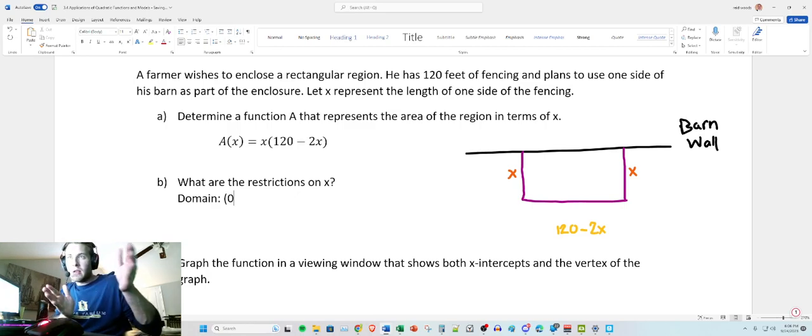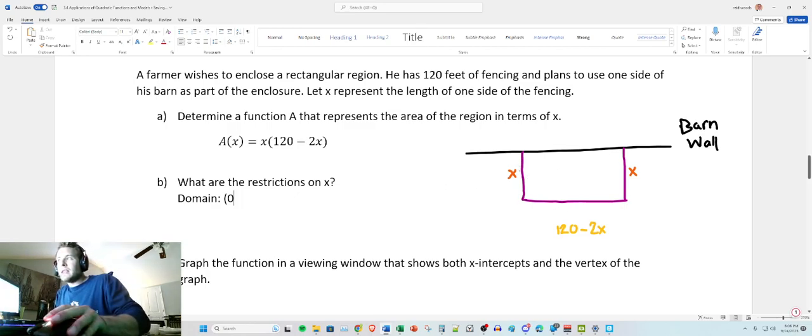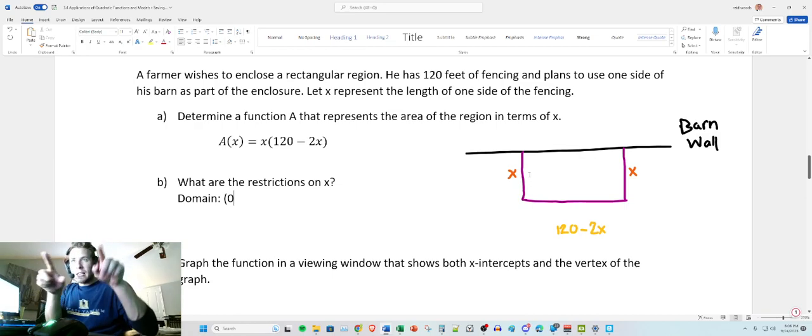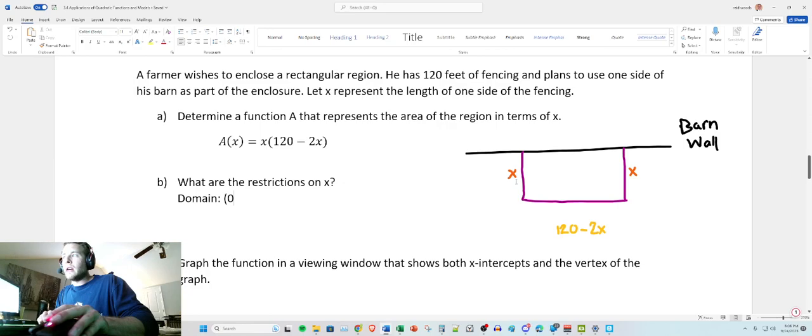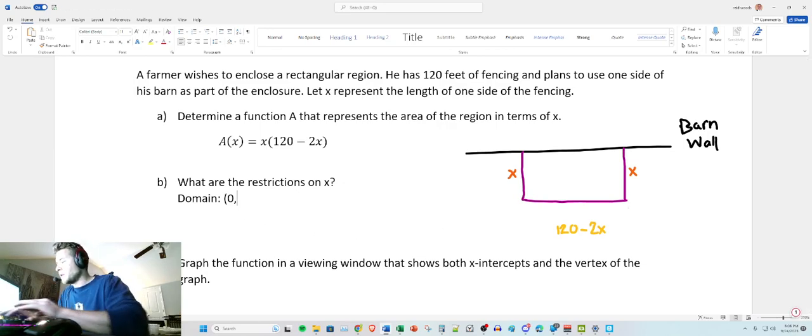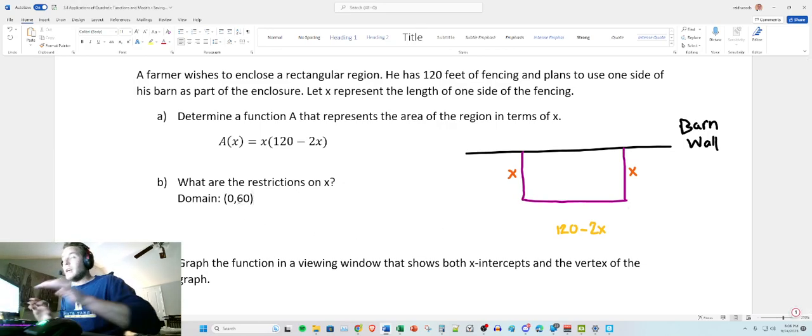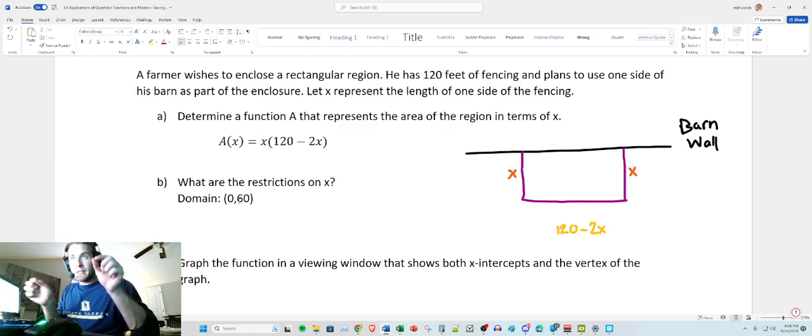Any value greater than 0. But if I increase those x's, they sort of get dragged down if they keep extending. When do we run out of fence to where we don't have a rectangle anymore? Well, we run out when we use all 120 feet of fencing. That means this one would have to be 60 and this one would have to be 60. So up to 60. As long as we keep our fence length on those sides to 60 or less, between 0 and 60, but not including those, we should be good.